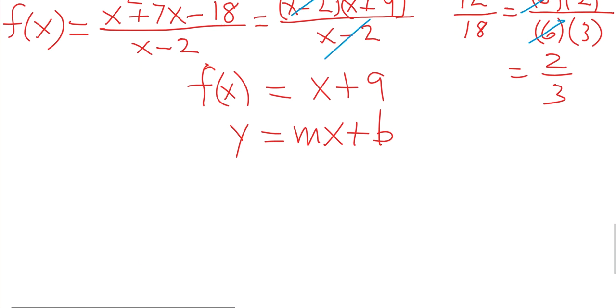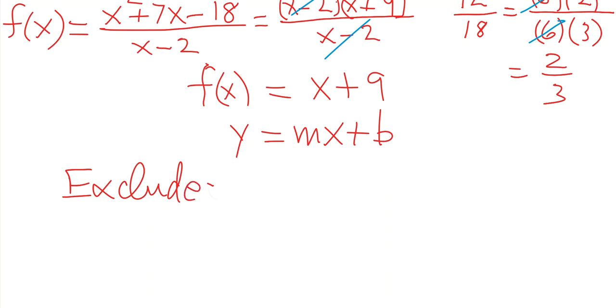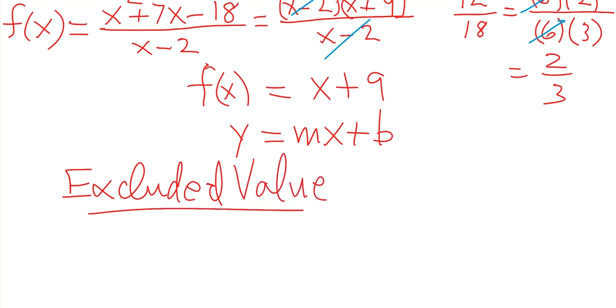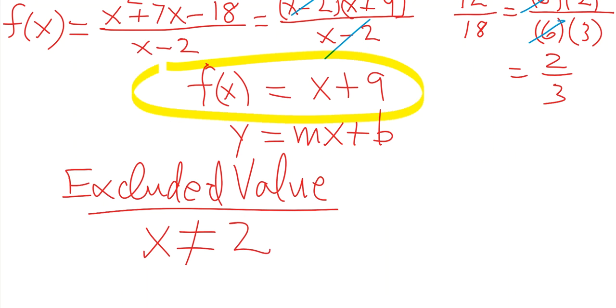The excluded value of this particular thing is x cannot be equal to 2. Now you may wonder, why can x not equal 2? Because the simplified result is right here. This is simplified. F of x equals x plus 9. What does that have to do? Why could x not be equal to 2? And it's because in the original fraction, we had a denominator of x minus 2 in the denominator.